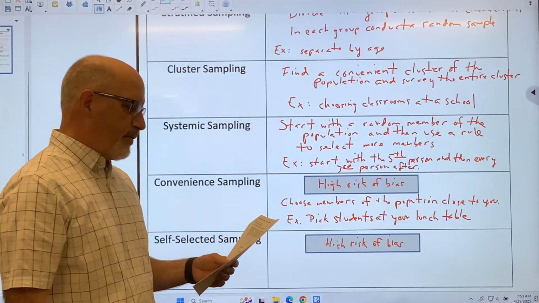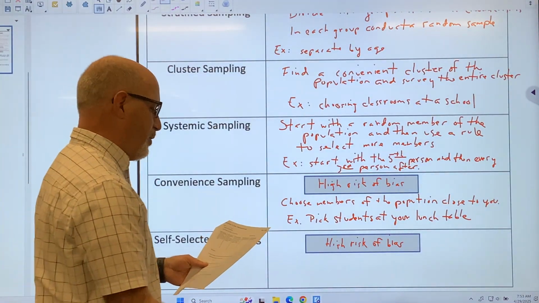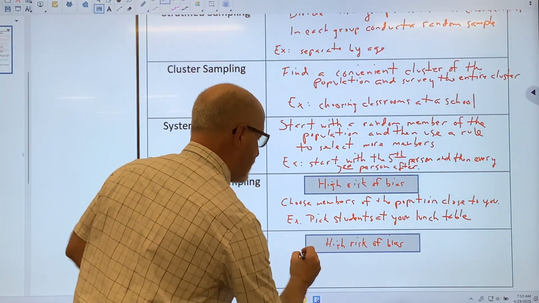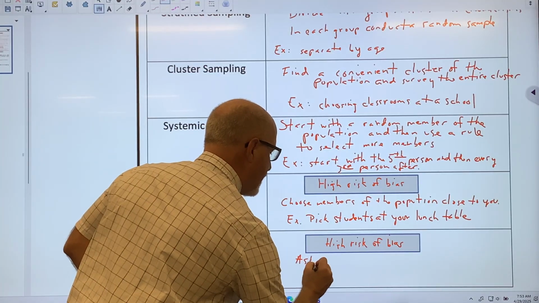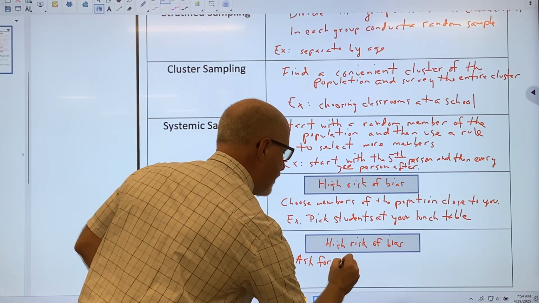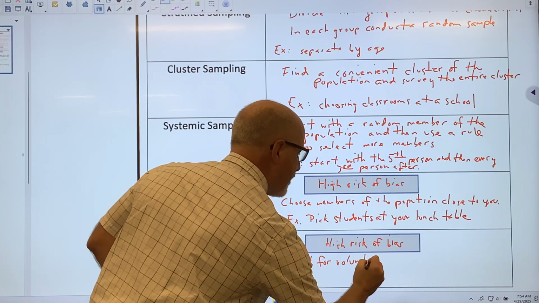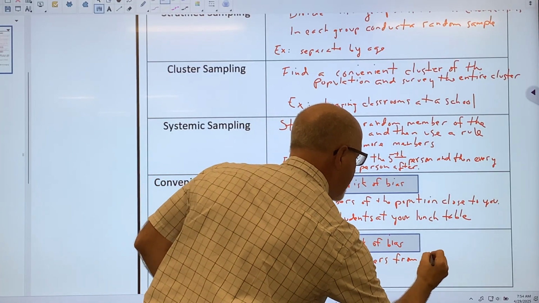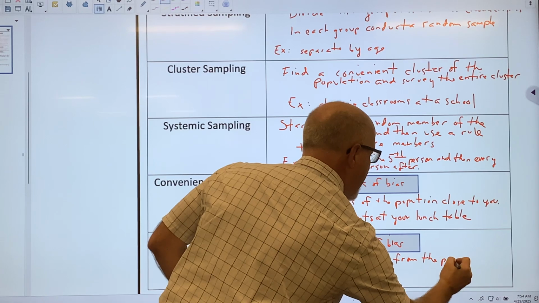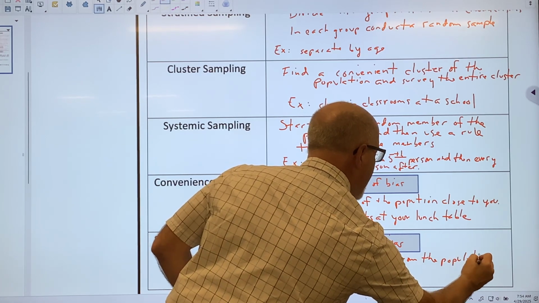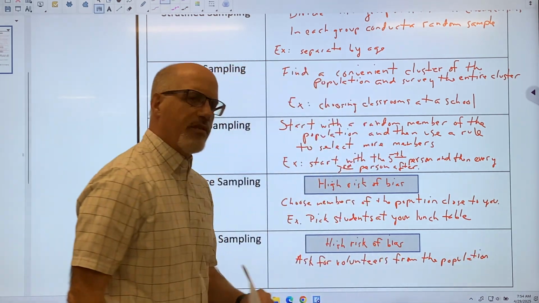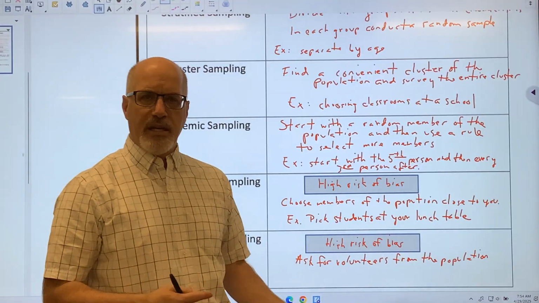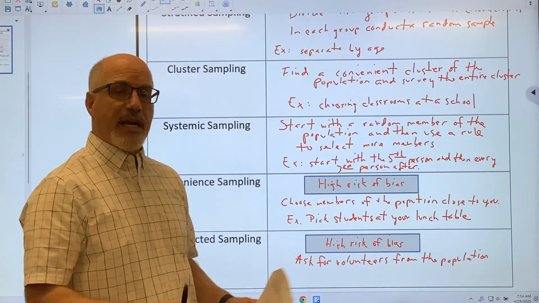And then lastly, self-selected sampling is where you ask for volunteers from the population. This again could lead to bias because you could have some people that are highly motivated to be involved in the study, which might bring some bias.